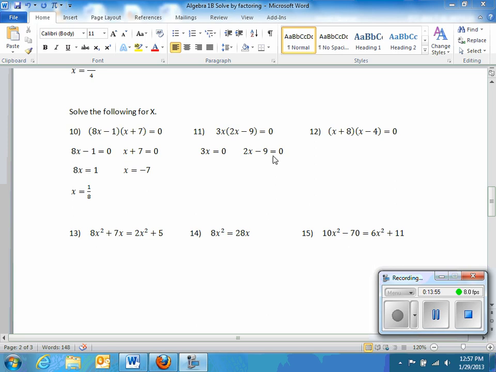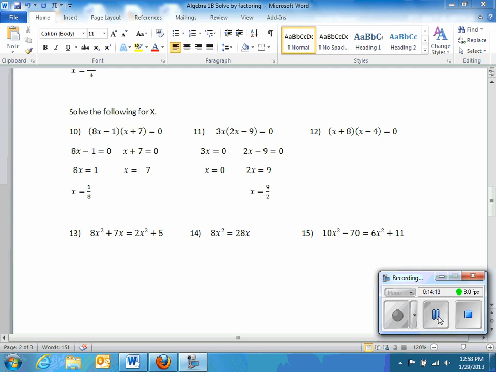And now just solve each of these equations. Here, x will equal 0. Here we'll have to move 9 over, so 2x equals 9. Here we'll have to divide both sides by 2 and get x equals 9/2. So our two solutions are x equals 0 and x equals 9/2.